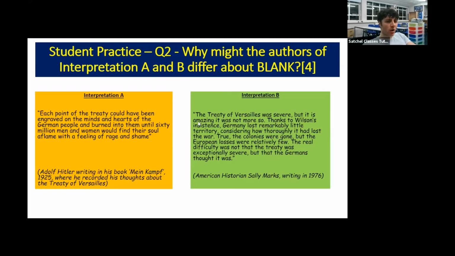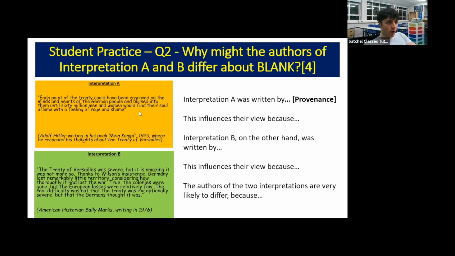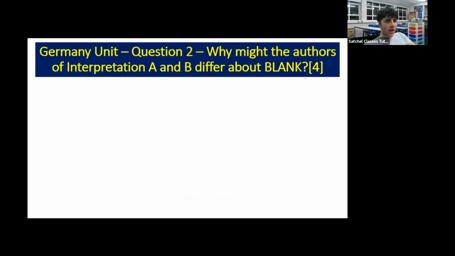Okay, so it is now time for your independent student practice on this one. We're going back to Adolf Hitler and Sally Marks. So the same set of interpretations that you answered question 1 with, we're now going to try question 2 with. So you've got them up both there, and you've got the sentence stems on the right-hand side. Again, pause the video here, take 5 minutes for yourself, write this out using the sentence stems, and then come back to the video and we'll check the model answer. So if you had something like this, then you're going to get 4 out of 4. Let's take a look.